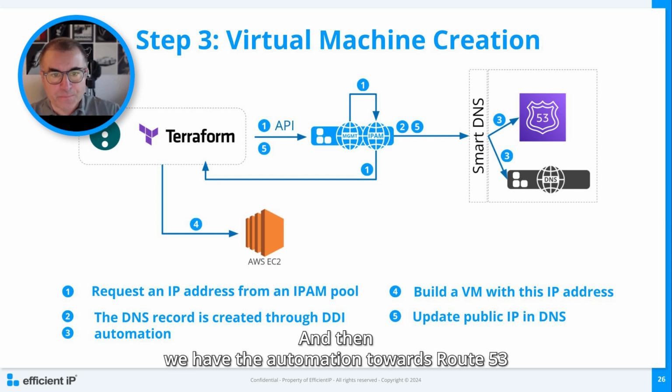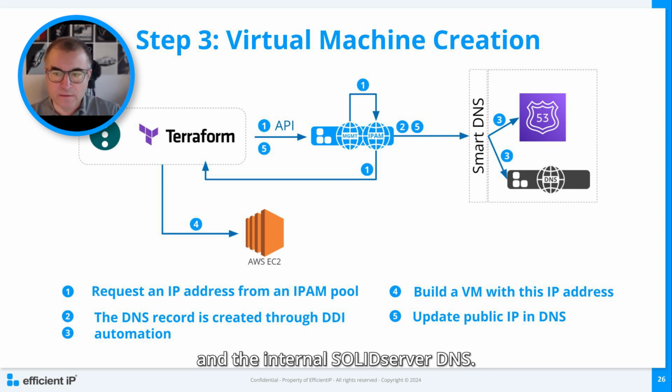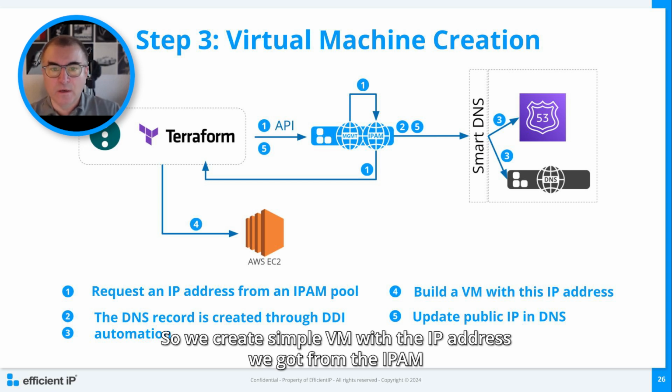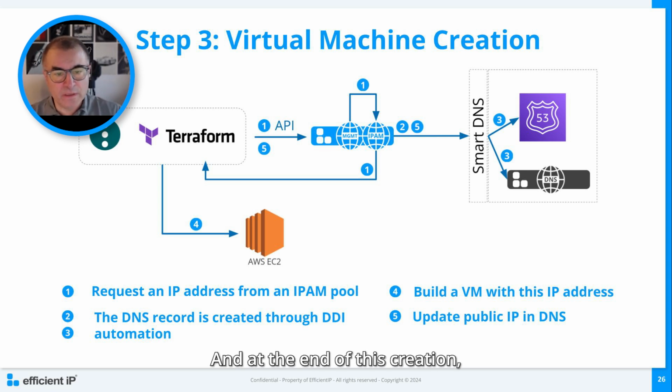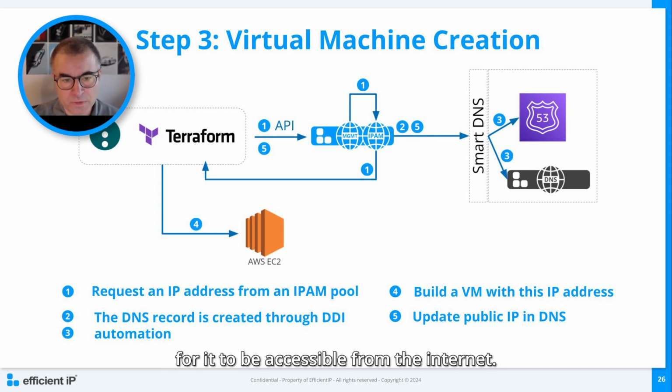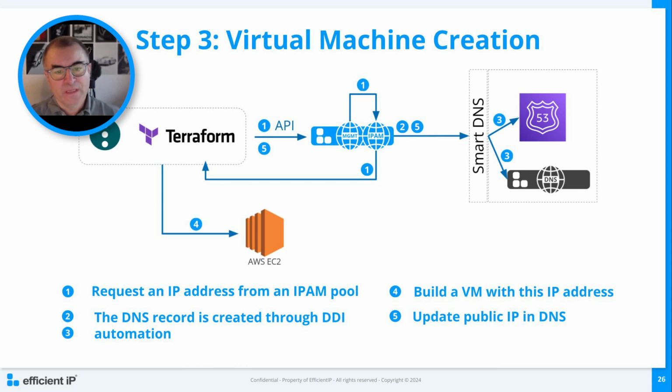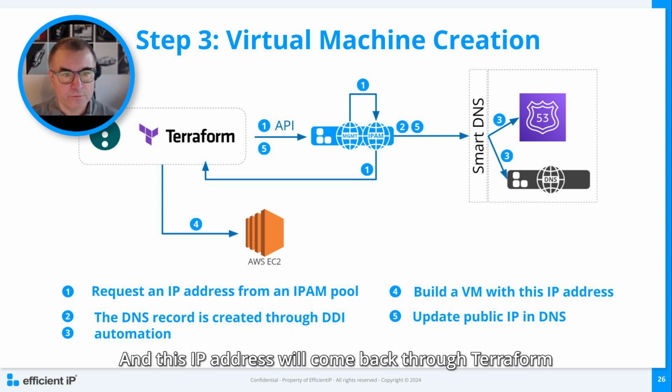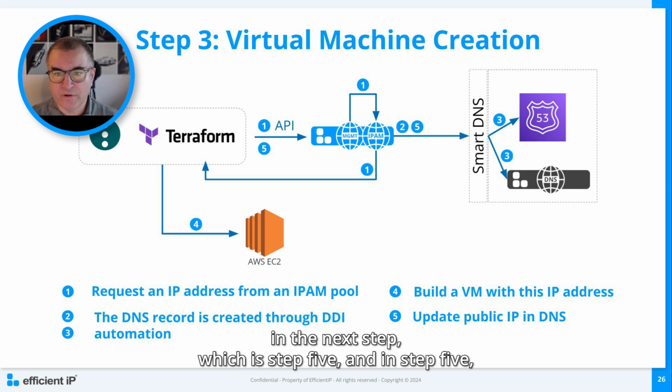And then we have the automation towards Route 53 and the internal SOLIDserver DNS. And then Terraform will create also the resource in the EC2 service. So we create a simple VM with the IP address we got from the IPAM. And at the end of this creation, a public IP address will be assigned to this VM for it to be accessible on the internet. And this IP address will come back through Terraform in the next step, which is the step 5.